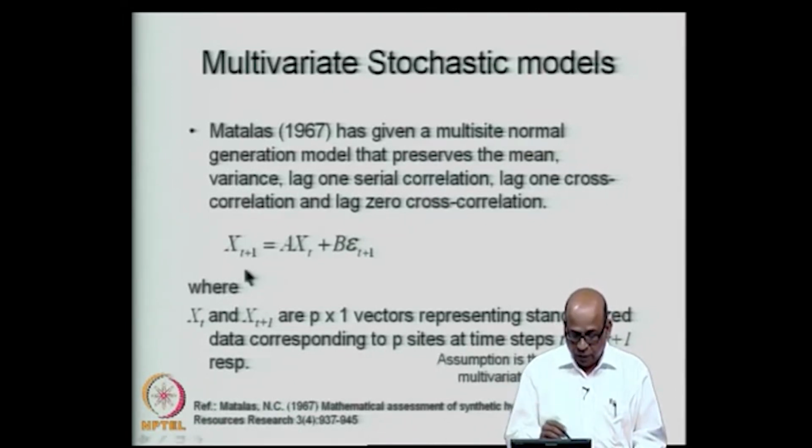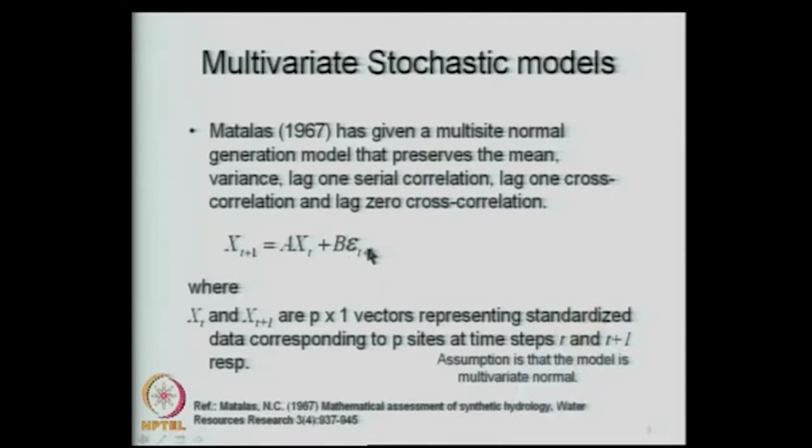This is a normal distribution model. The assumption is that the model is multivariate normal. What does it mean? At all the p sites, typically we are using it for flows, the flows follow a normal distribution. That is what we mean by the model being multivariate normal.